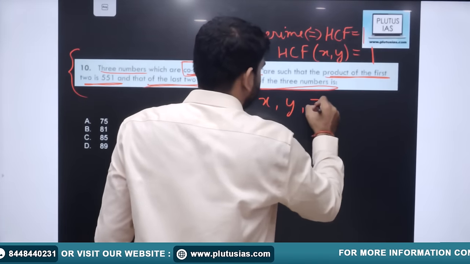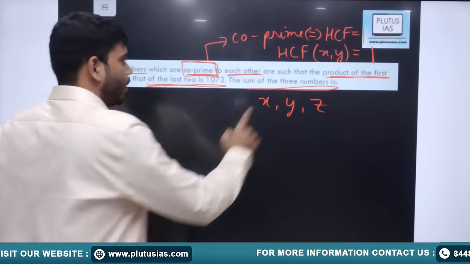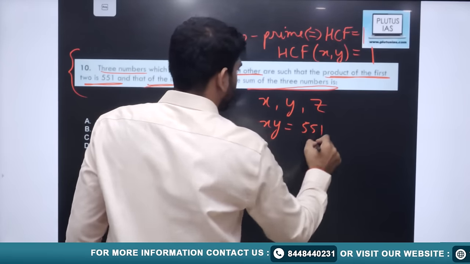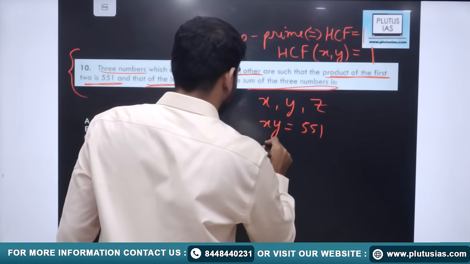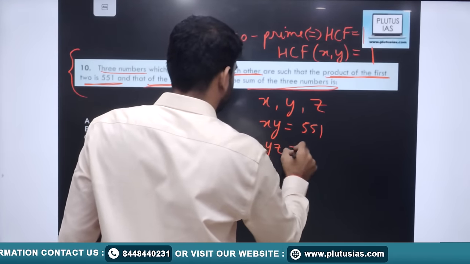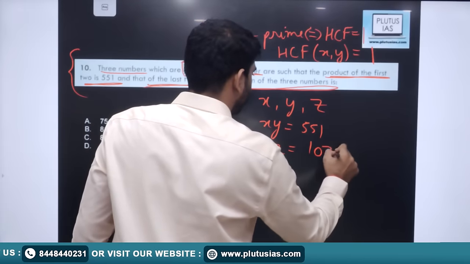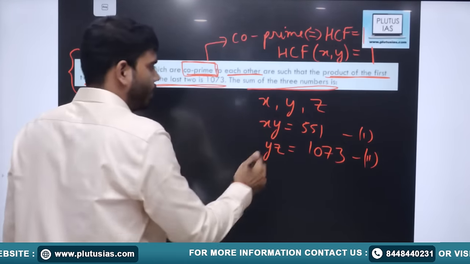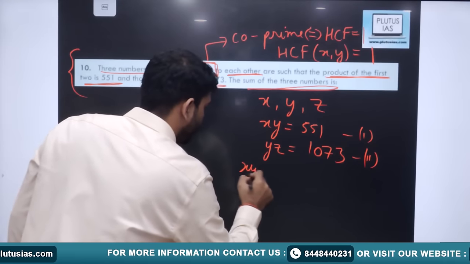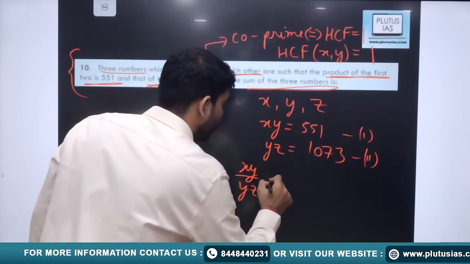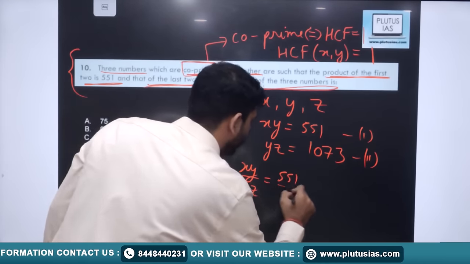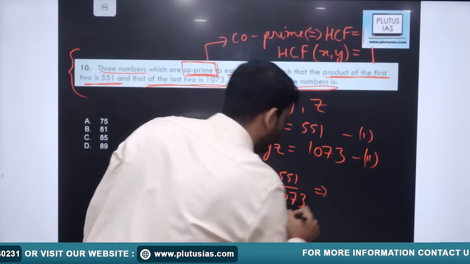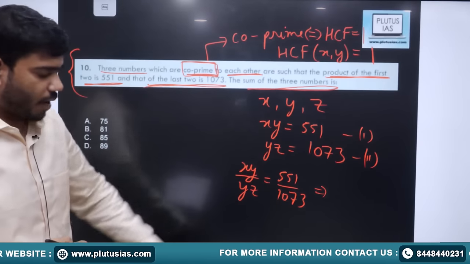Let us imagine we have three numbers X, Y and Z. We know that the product of the first two numbers, X into Y, is 551, and the product of the last two numbers, Y into Z, is 1073. This is our equation 1, this is our equation 2. So when we divide 1 by 2, we will get XY by YZ is equal to 551 by 1073, right? And we can cancel Y and Y over here.